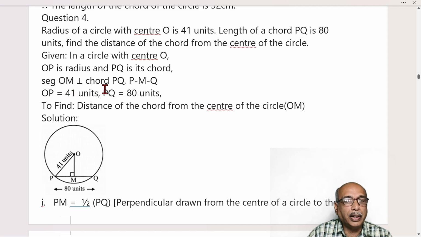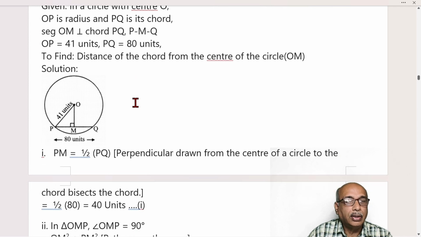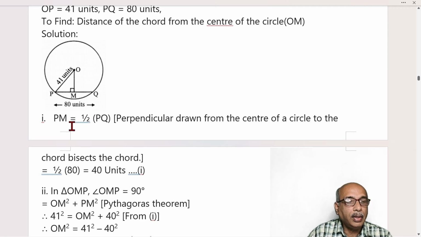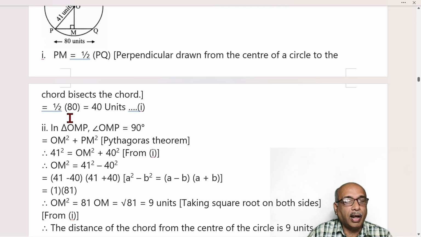OM is perpendicular to chord PQ, with P-M-Q collinear. OP equals 41 units, PQ equals 80 units. To find the distance of the chord from the center of the circle, OM. Solution: PM equals half of PQ, because a perpendicular drawn from the center of a circle to the chord bisects the given chord. So here OP is 41 units and half of 80 equals 40 units.